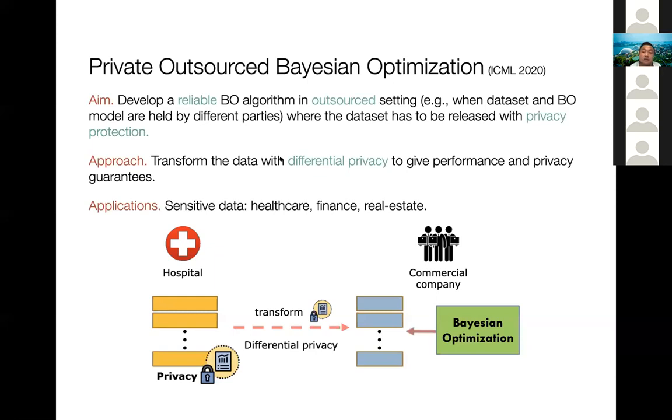In this work, this is the part we study: how differential privacy affects the optimization performance in Bayesian optimization in the context of the outsourced setting. And you can see that this will be relevant to healthcare, finance, and real estate.